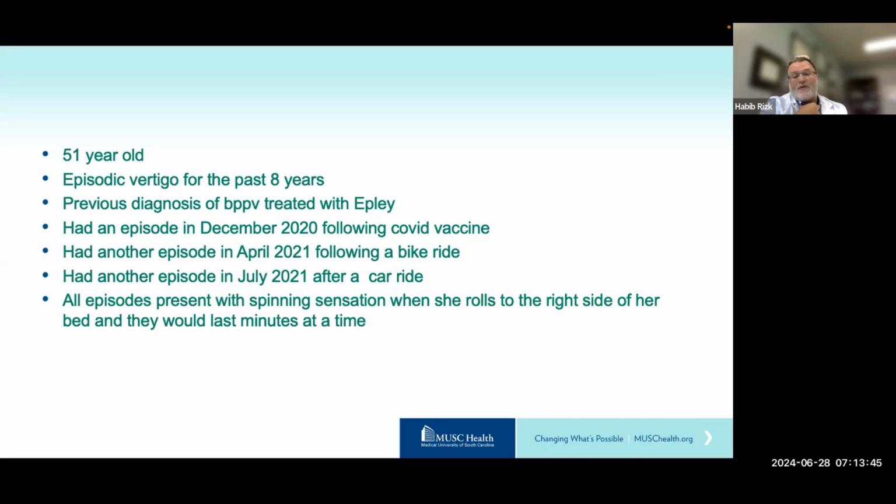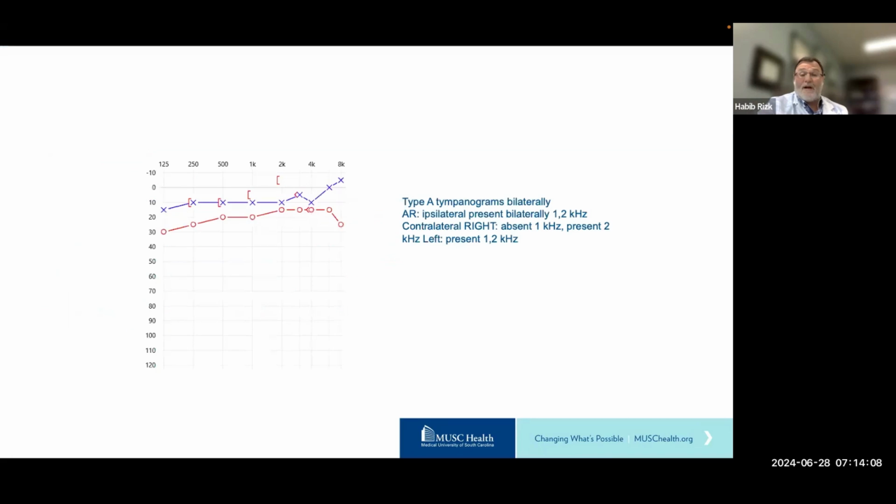And the current episode I was seeing her for was dragging on for 6 months. It started after a bike ride in April 2021, settled down a bit, then came back in July 2021 after a car ride. And she would describe a spinning sensation when she rolls to the right side of her bed that would last minutes at a time. And she had had many Epley maneuvers done. And ironically, she was also a vestibular audiologist.